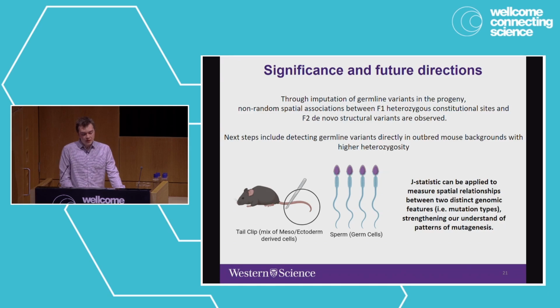The next steps would include detecting germline variants directly in the outbred mouse models. I'll be looking at a range or spectrum of differing levels of heterozygosity clustering in the genome and seeing how that relates to de novo structural variants.